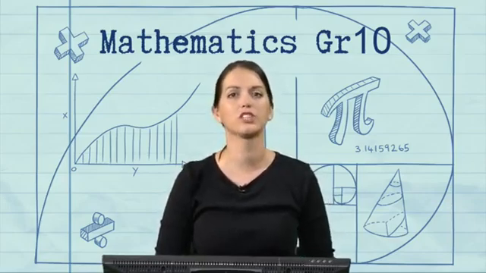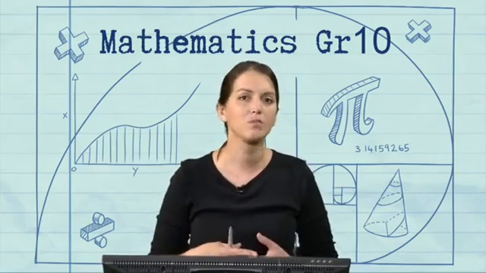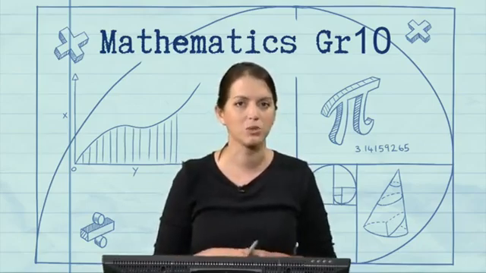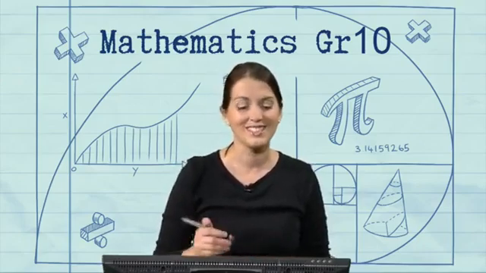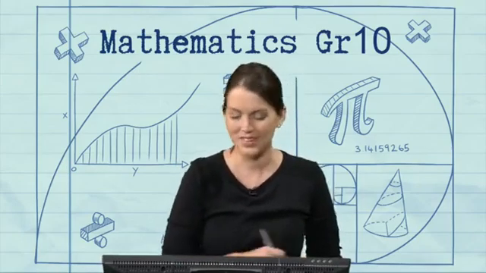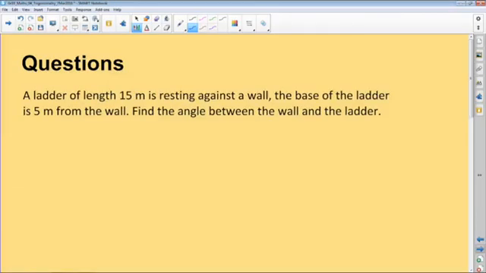If you get a word problem in trigonometry, what they've done is they've taken a really easy problem and tried to make it look difficult by throwing words at it. But now that you know the trick, you don't need to be scared, do you? So let's take a look at this word problem and see what you can figure out. It says a ladder of a length of 15 meters is resting against a wall. The base of the ladder is 5 meters from the wall. Find the angle between the wall and the ladder.